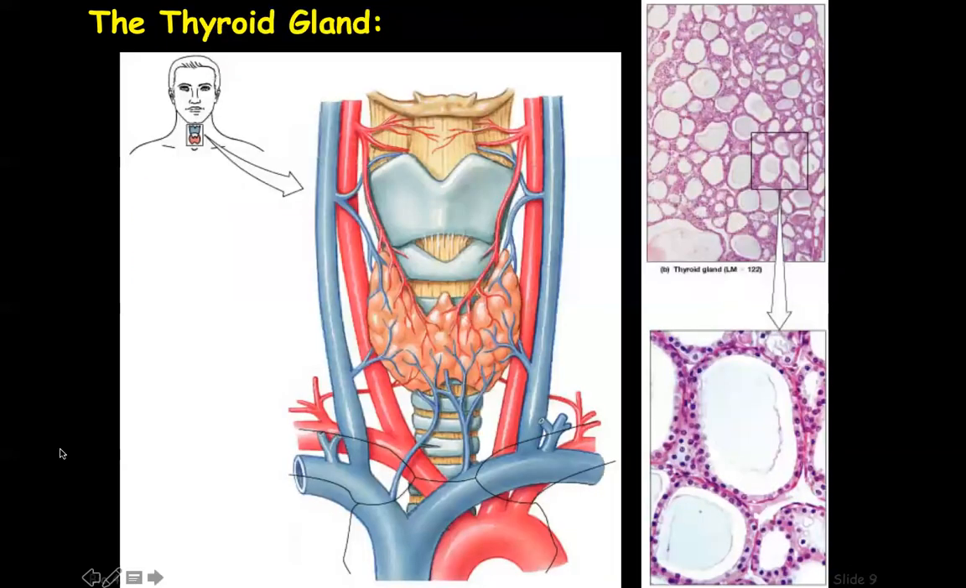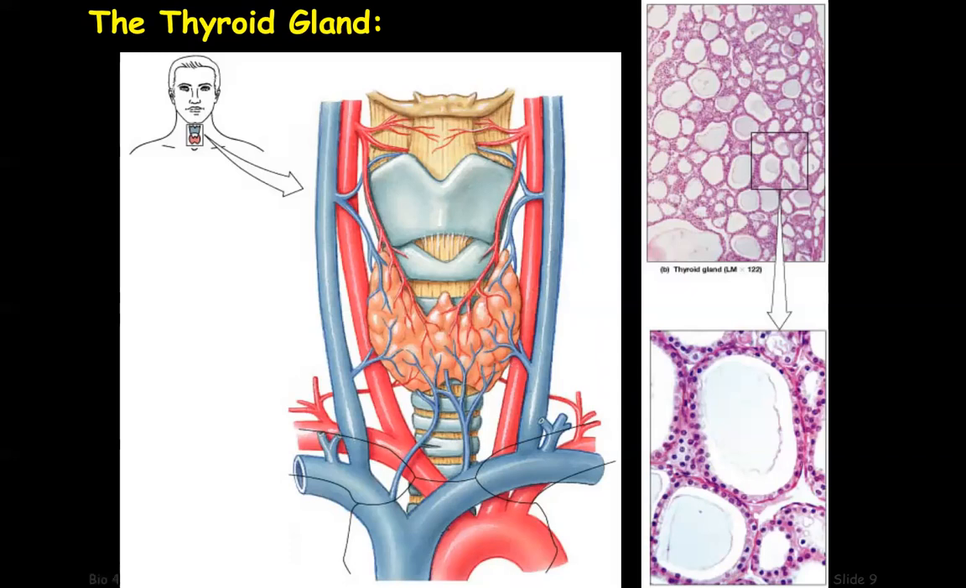The next one to be able to identify is the thyroid gland. So right now we have a blown up view of somebody's cervical region. You're looking at the trachea and the larynx here. This cartilage right here is the thyroid cartilage, also known as the Adam's apple. And the thyroid gland is this butterfly-shaped gland that's inferior to the thyroid cartilage. It's sort of hugging the trachea or the windpipe.